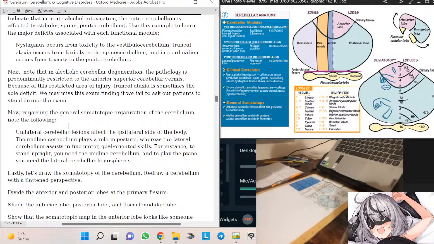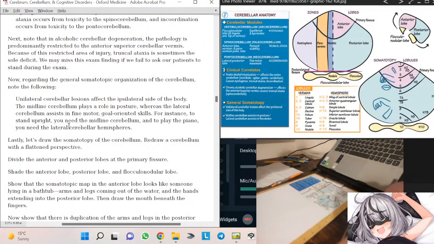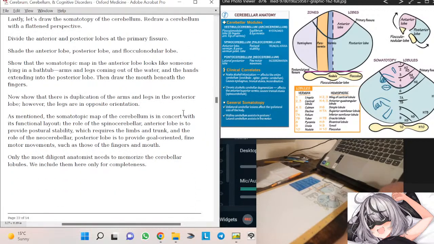Redraw a cerebellum with a flattened perspective. Divide the anterior and posterior lobes at the primary fissure. Shade the anterior lobe, posterior lobe, and flocculonodular lobe. Show that the somatotopic limb anterior lobe looks like someone lying in a bathtub, with arms and legs coming out of the water.